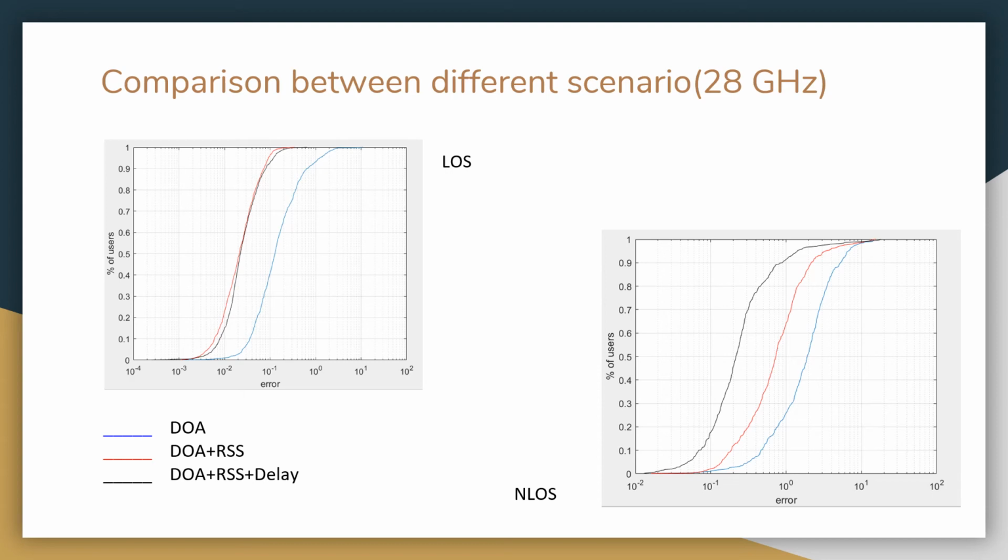But for non-line of sight, the error is greater. The curve is more flattened here. For the DOA plus RSS plus delay curve, 30% of the time the error is within 0.1 meter. But in some cases, the error is more than 1 meter. As mentioned earlier, by increasing the number of multipath components, a better result can be obtained.